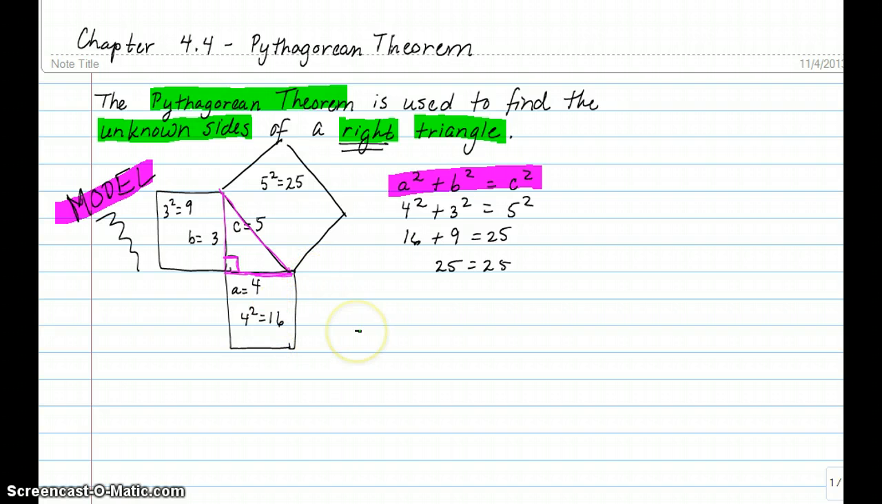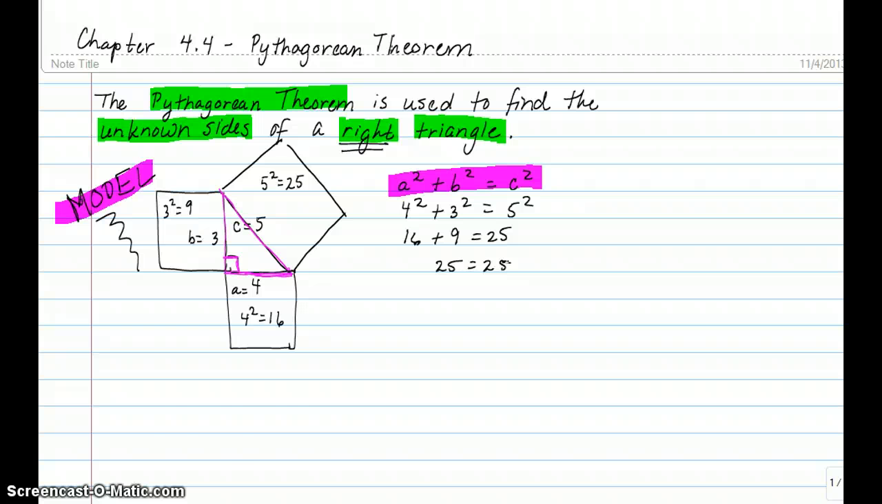We'll do a picture of that in just a moment. So a squared is 4 squared, b is 3, so 3 squared. So 4 squared and 3 squared, 16 plus 9. And we know that 16 plus 9 is 25. We assumed it would be 5 squared, which is 25, and 25 does equal 25. This is a model of what the Pythagorean theorem looks like.